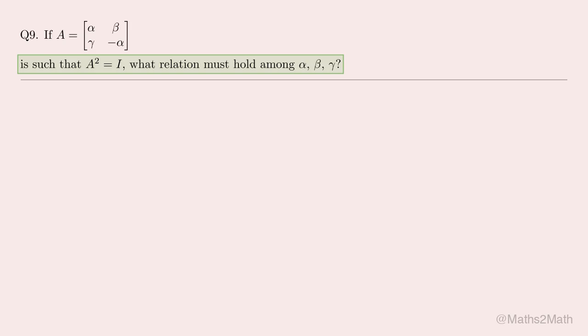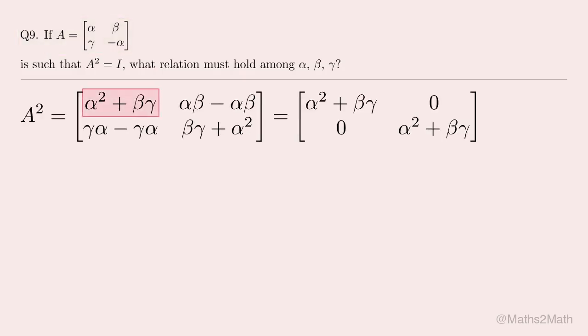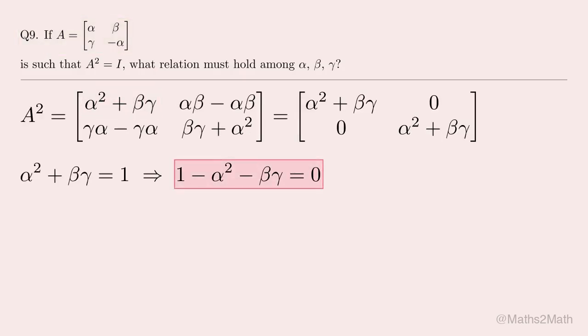Question 9. Squaring this trace 0 matrix and forcing the identity gives one clean relation. Squaring and equating to the identity produces the relation. Square A, every entry written. For this to equal the identity, alpha squared plus beta gamma must be 1. That is, 1 minus alpha squared minus beta gamma equals 0.